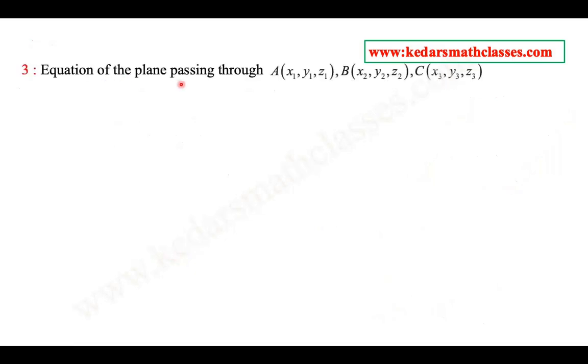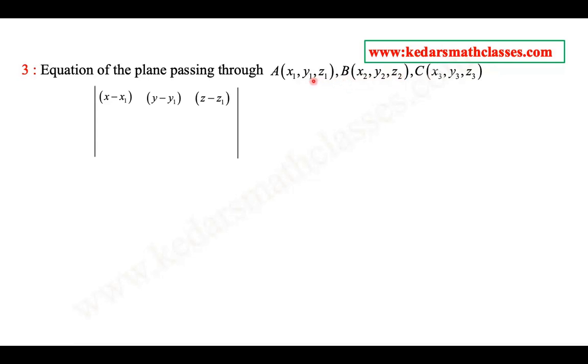Equation of the plane passing through 3 points A, x1, y1, z1, B, x2, y2, z2, C, x3, y3, z3. That is passing through A and parallel to AB cross AC. AB will be there on that plane, AC also will be there on that plane. Then AB cross AC will be a normal to that plane. That normal will be AB cross AC. So in that r minus a dot b equation, the role of b is played by AB cross AC.